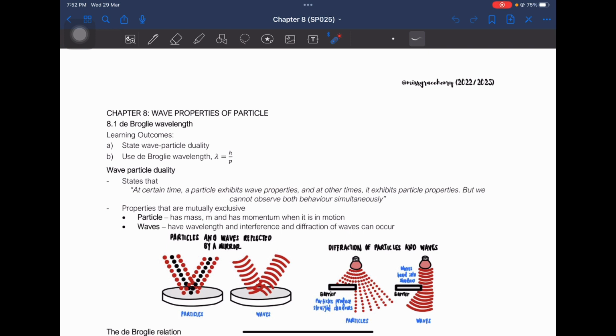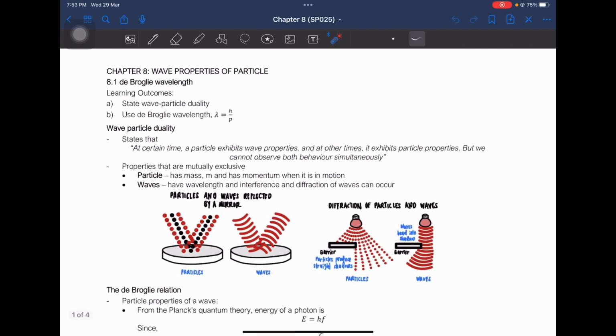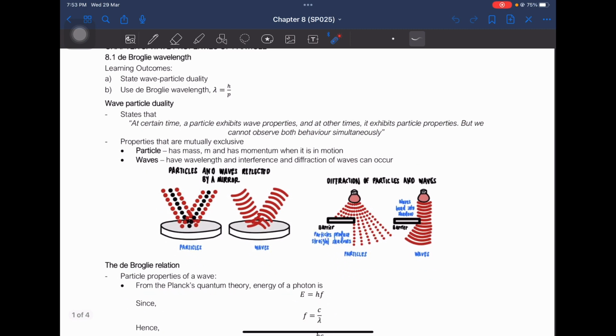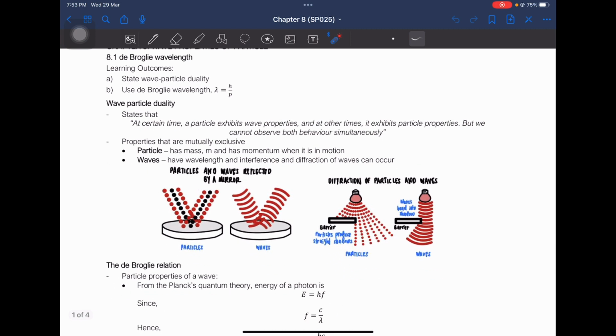Wave particle duality states that at certain times a particle could exhibit wave properties and at other times it can exhibit particle properties. But we cannot observe both behavior simultaneously. The properties that are mutually exclusive: for particle, it has both mass and momentum when it is in motion.